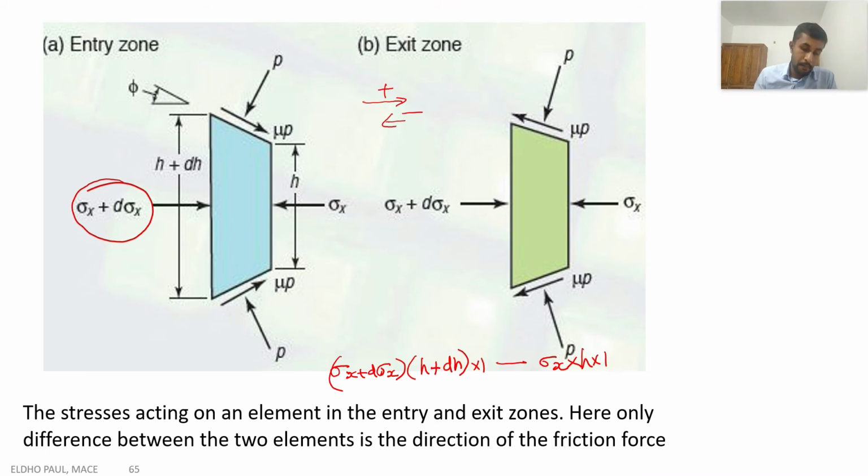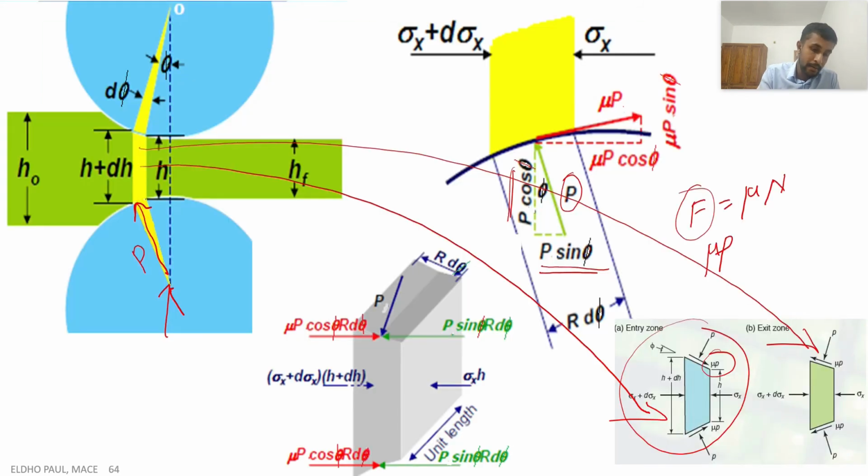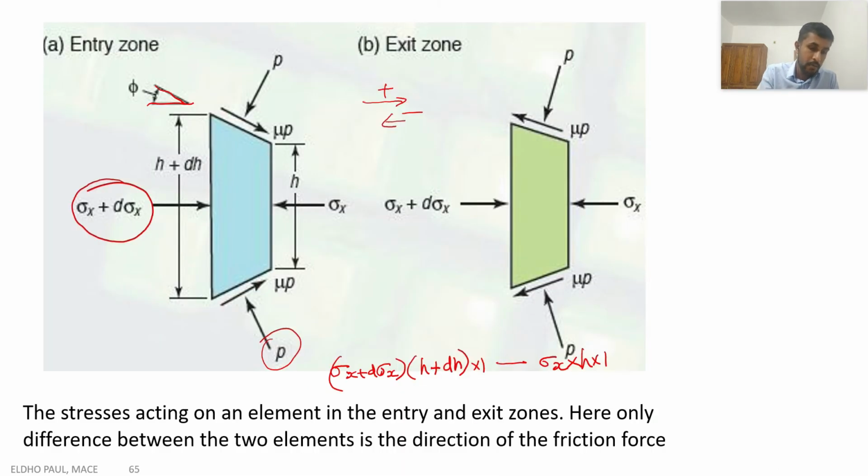Next force is the P. We need to resolve this force P. Not P, that is the pressure. So we need to resolve this P in the horizontal direction. So here we can see this angle is phi. The phi is nothing but the angle between the vertical and this element. This will also be equal to the angle between the horizontal and this line, or the surface of the workpiece. So this angle is phi.